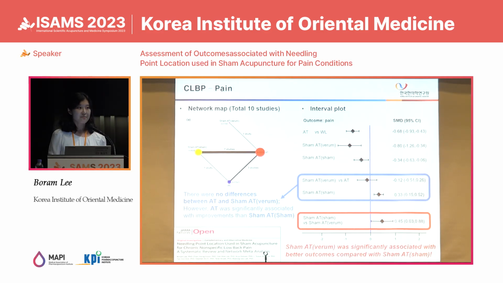As you can see in the middle of the interval plot, there were no differences between acupuncture and sham acupuncture at verum points. However, acupuncture was significantly associated with improvements compared to sham acupuncture at sham points. Furthermore, sham acupuncture at verum points was significantly associated with better outcomes compared with sham acupuncture at sham points. This result was recently published in JAMA Network Open.